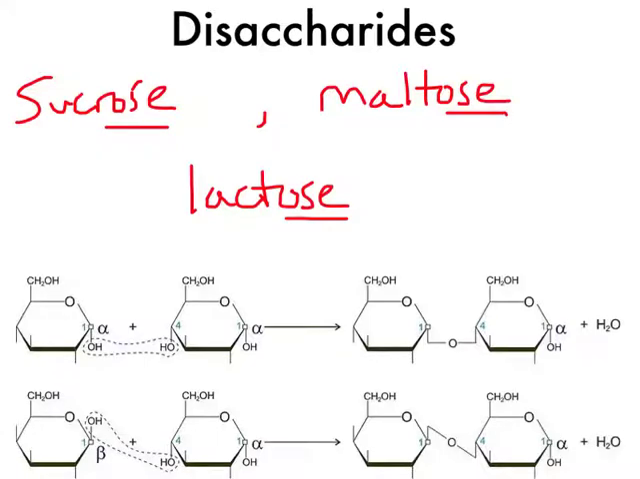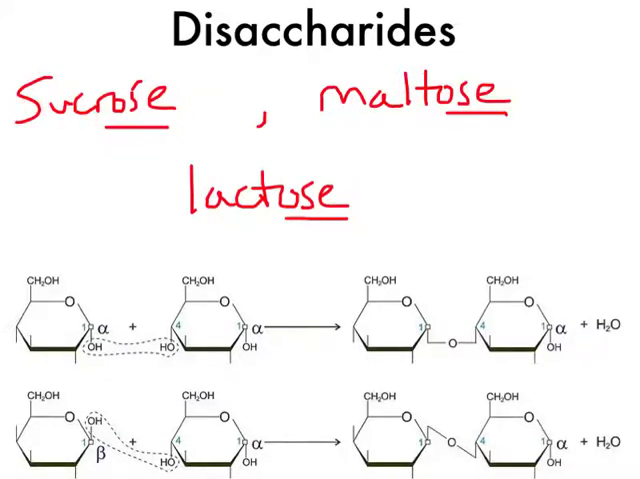Sucrose is a combination of glucose and fructose. Maltose is a combination of 2 glucose molecules, and lactose is a combination of glucose and galactose. And where have you seen lactose before? Yeah, some people are lactose intolerant. It's milk sugar. And sucrose is the type of sugar that you find on people's tables that they put in their coffee and such. It's the white sugar that we usually see.